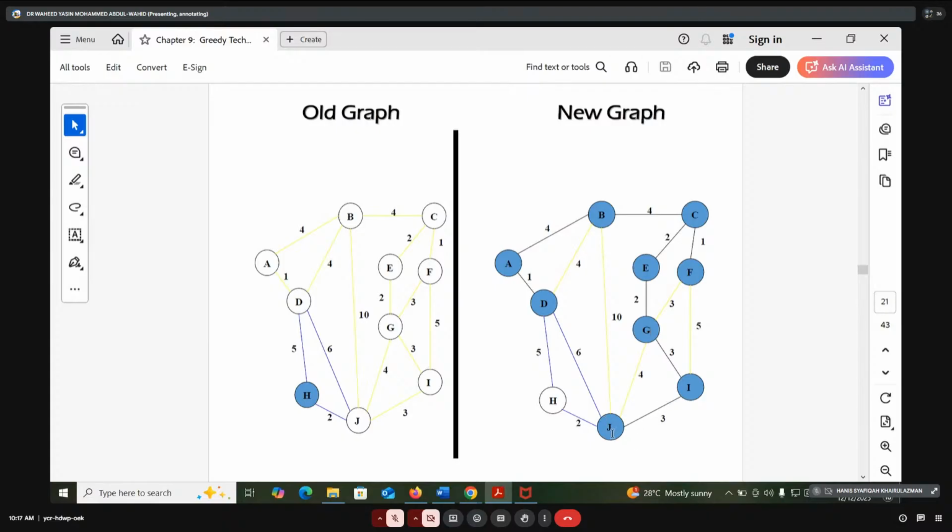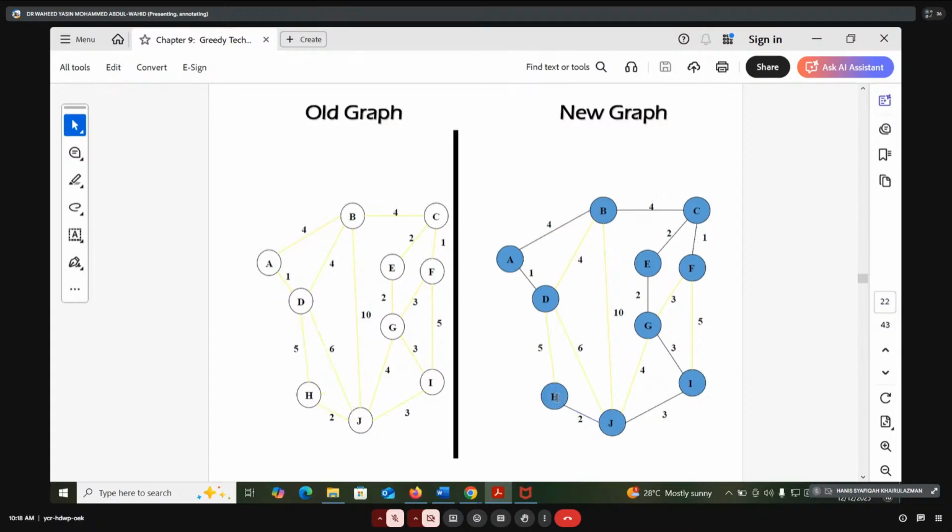Now from J, how many lines? If I make this line, it will be a cycle. So I will ignore this one now. JB, it will be a cycle because it will be like this cycle. So ignore this one. So here JD 6, JH 2, and here 5, 6. So what is the minimum here? It is H. Now I visited all the nodes, so I will stop here.